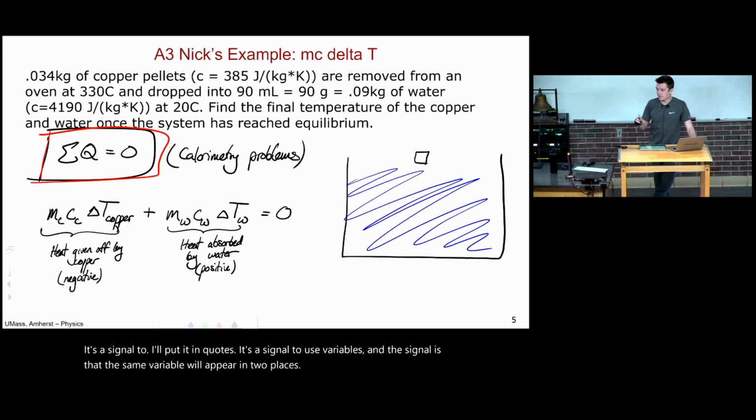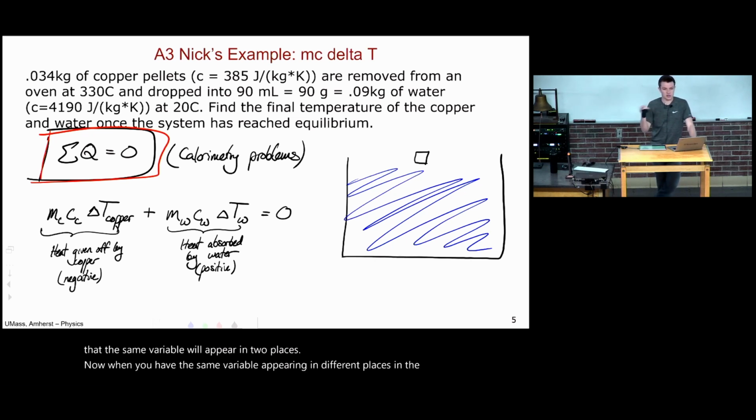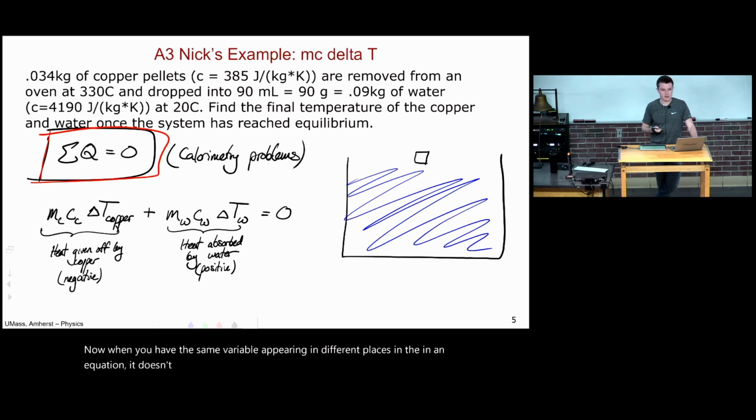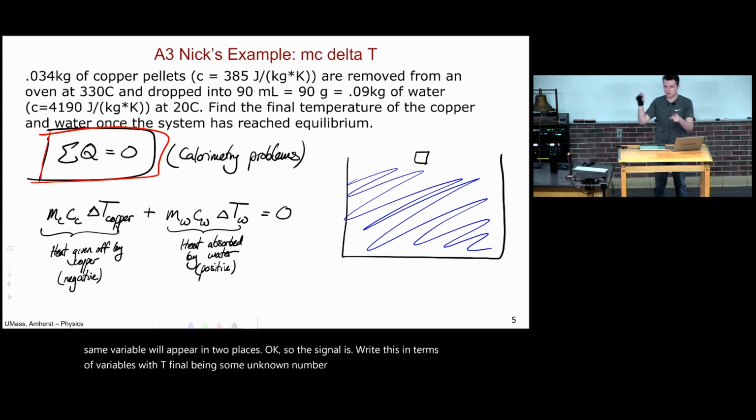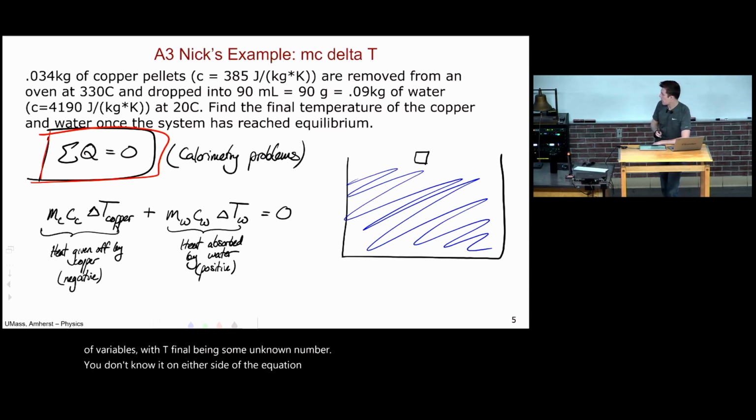Now, when you have the same variable appearing in different places in an equation, it doesn't really matter. It doesn't make the equation any more or less solvable because you still have one equation and one unknown. It's just that the same variable will appear in two places. Okay, so the signal is write this in terms of variables with T final being some unknown number. You don't know it on either side of the equation, but it's still only one variable and one equation.